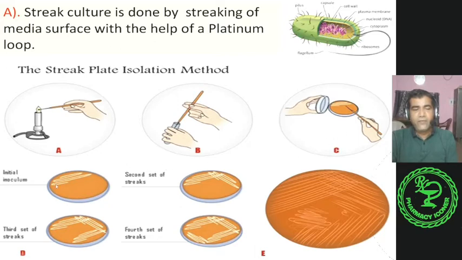So, this is the first streak, then second streak, third, in a different way. There are different types of streaking methods, cross streaking, spiral streaking, etc. So, these are the inoculation methods of solid culture media.